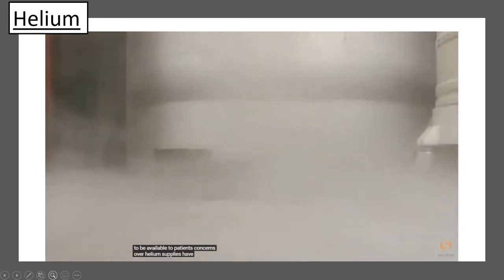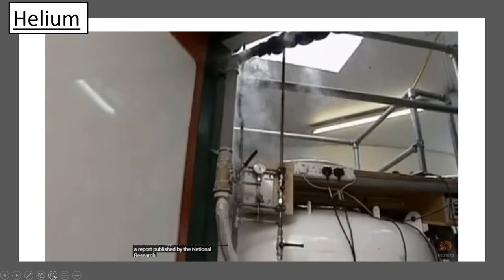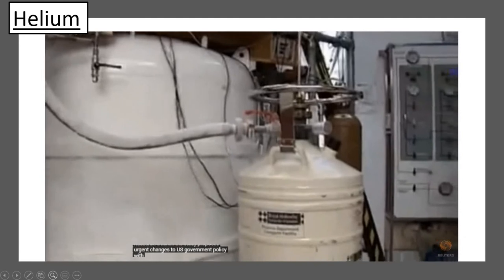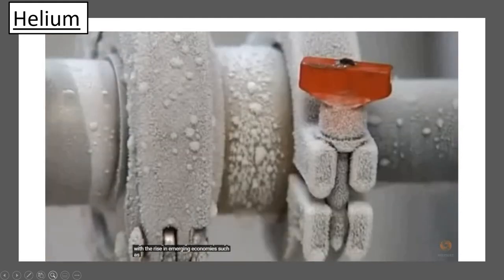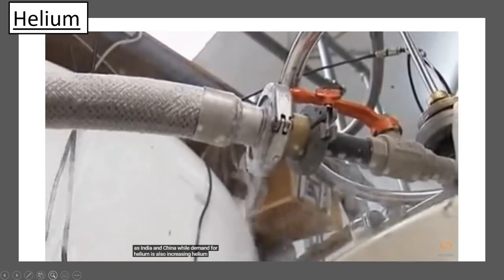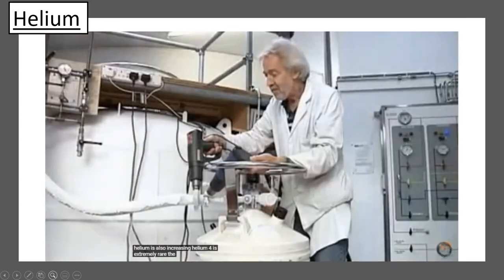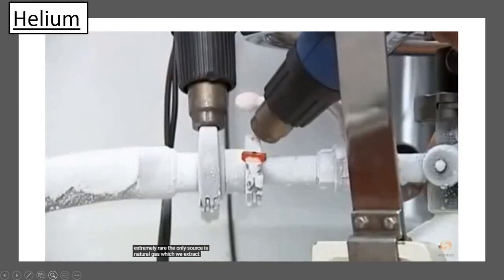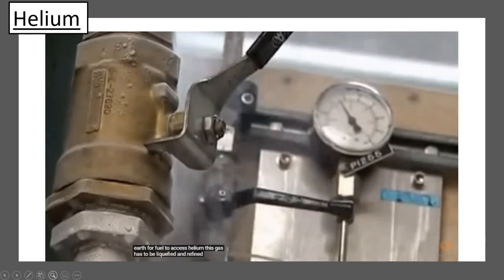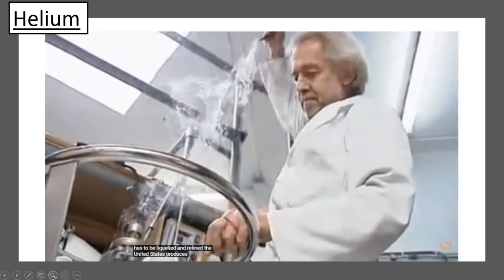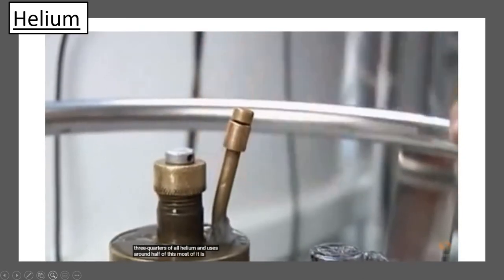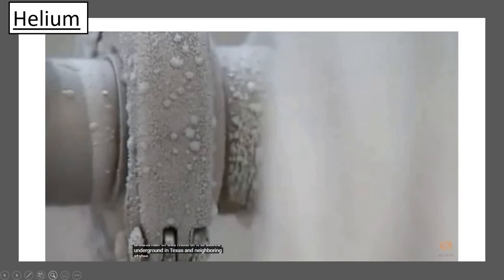Concerns over helium supplies have been raised in a report published by the National Research Council. The study proposes urgent changes to US government policy. With the rise in emerging economies such as India and China, world demand for helium is also increasing. Helium-4 is extremely rare. The only source is natural gas, which we extract from the earth for fuel. To access helium, this gas has to be liquefied and refined. The United States produces around 3/4 of all helium and uses around half of this. Most of it is stored underground in Texas and neighbouring states.